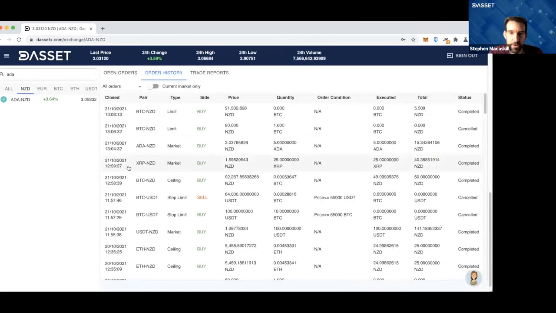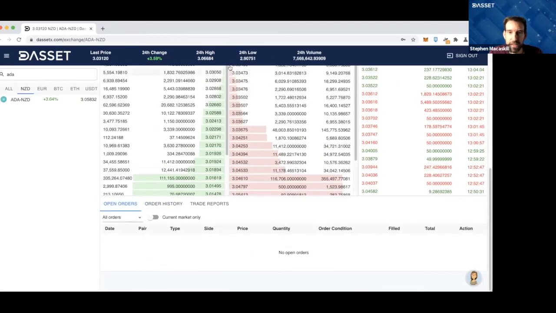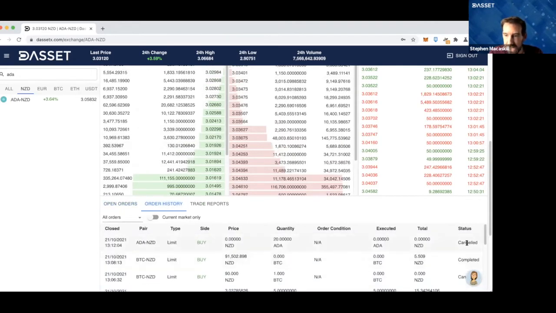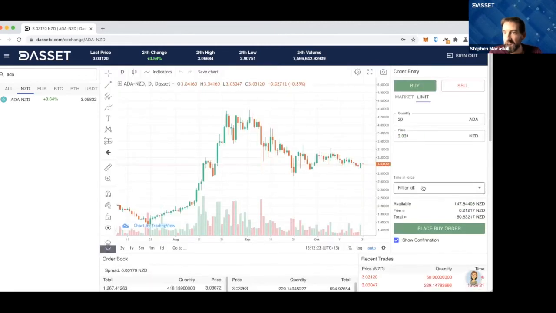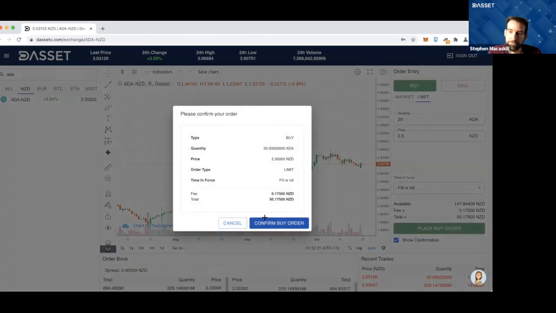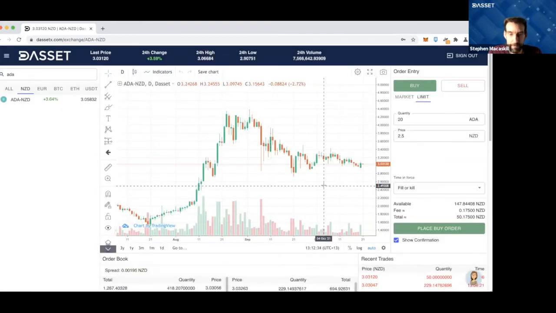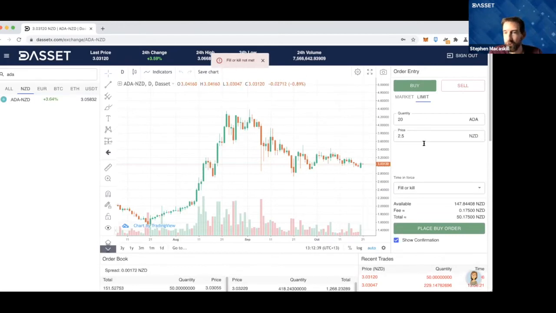So this order gets submitted. Oops, I think there was a message to say this order was canceled. And yeah, you can see the order was canceled because it was below the ask price. So it was never completed, and it won't fill. If I do it at $2.50, it'll cancel. So this order never fills. Fill or kill not met, so the order is canceled.